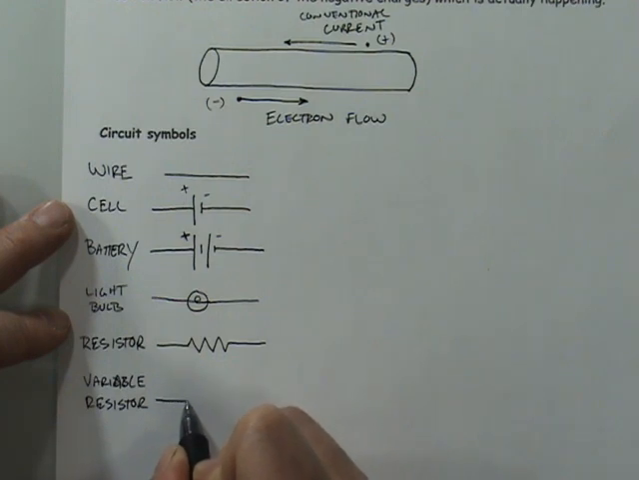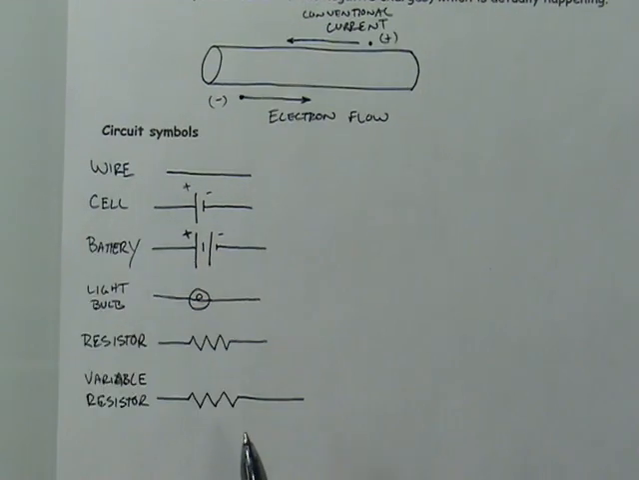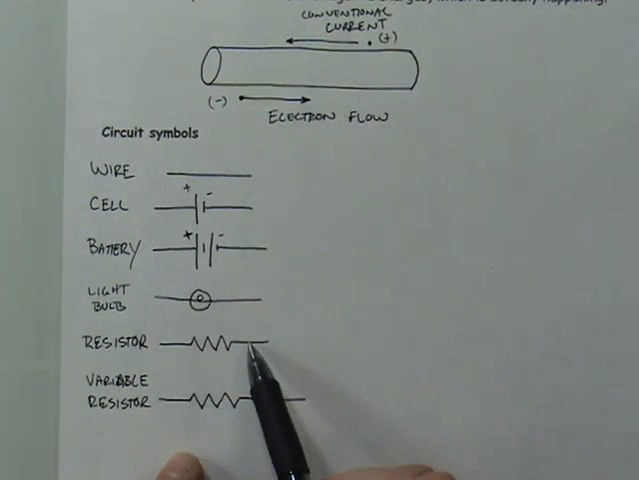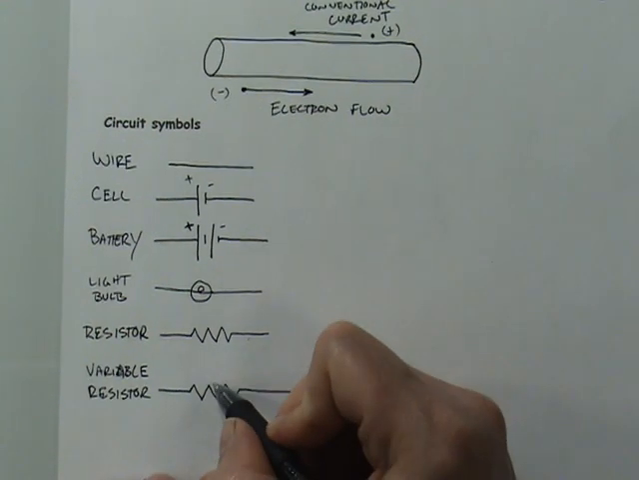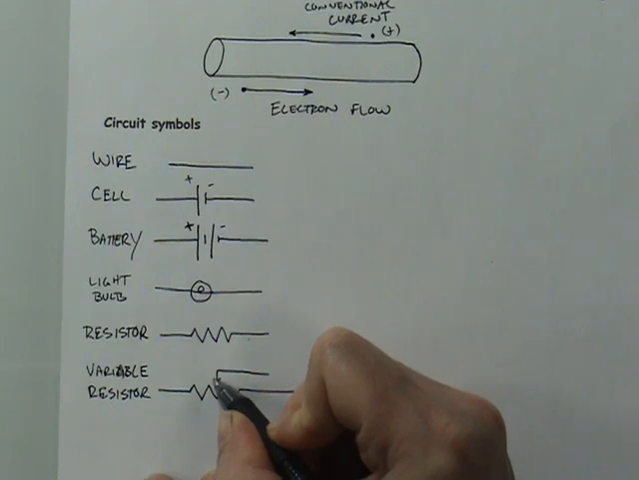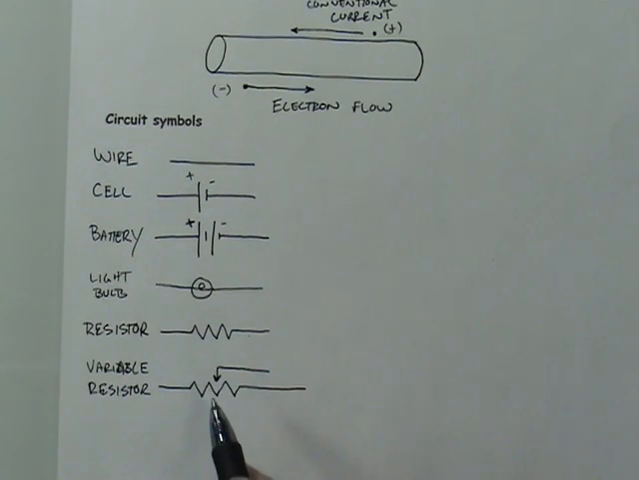Now, the variable resistor looks very similar. Like all circuit elements, it has a way to get in and a way to get out. It always has 2 connection points, but this one's a little bit different because it actually has 3 connecting points. And here's the third one. So there are the 2 connecting points on the ends, and then there's the connecting point in the middle. And let me show you what a variable resistor looks like.